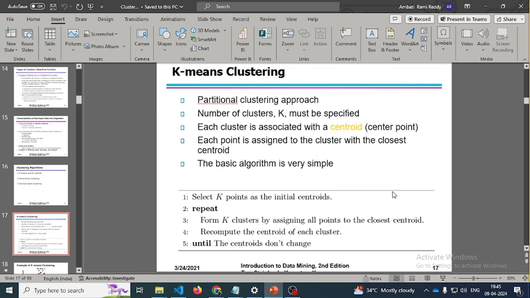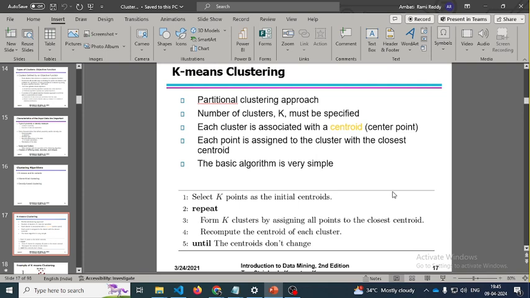Whenever you want to do k-means clustering, you need to partition the data. The approach for k-means clustering is the partitional approach. Then you need to specify the k value, that is the number of clusters you want to form. You may have a lot of data, and with the help of that data, you need to specify how many clusters you want to form.